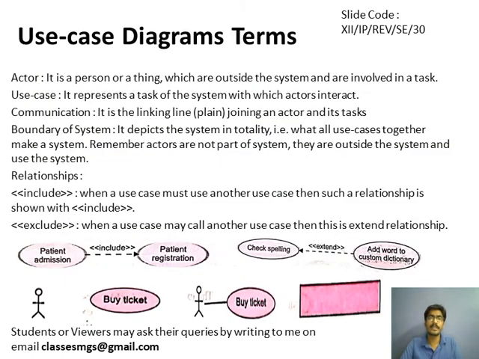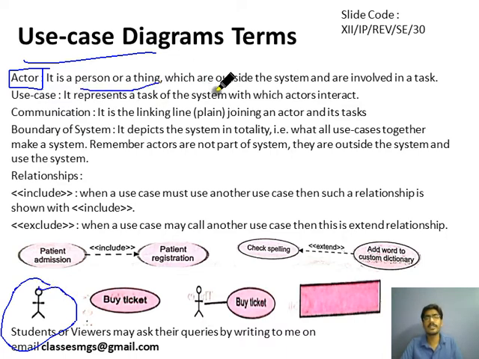Now we will discuss some terms used in the use case diagram. What is an actor? An actor is a person, represented by this symbol. It is a person or thing outside the system that is involved in the task, a person who performs some operation on the software. Let's suppose I am using YouTube and I am the user of YouTube, which means I am the actor. I am using this YouTube software, that's why I am known as the actor.